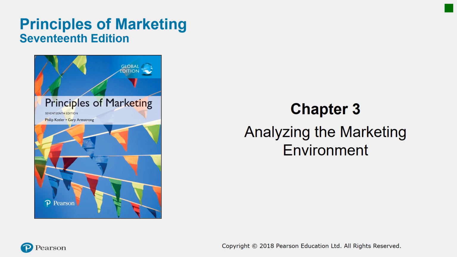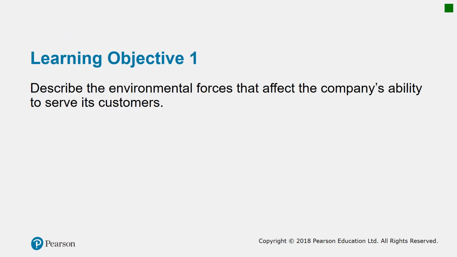So in this chapter 3, we are going to go into detail about what are the factors that can affect marketers' decisions in business. So the first part of this lecture is going to be about describing the environmental forces that affect the company's ability to serve its customers. So we are going to look at what type of environmental forces affect companies' marketing ability as a whole.